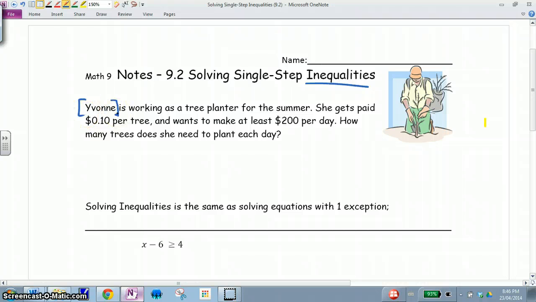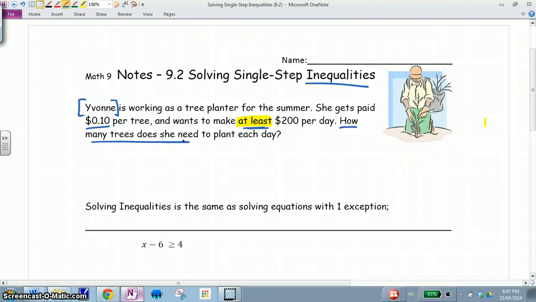We're going to start with Yvonne here. She's working as a tree planter for the summer. She's getting paid 10 cents a tree, which is a pretty decent rate, pretty typical these days. And she wants to make at least $200 a day. So that "at least" right there tells us that she's not trying to make exactly $200, she's trying to make $200 or more per day. So our question is, how many trees does she need to plant each day?